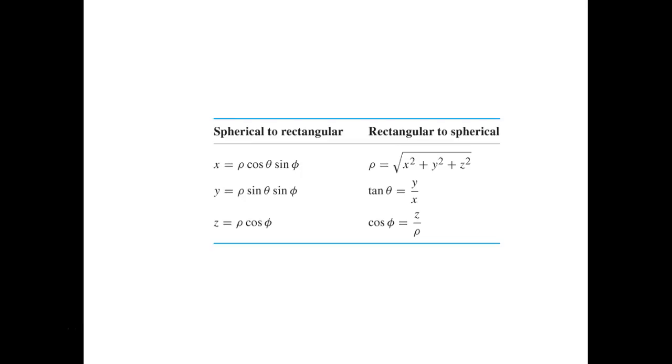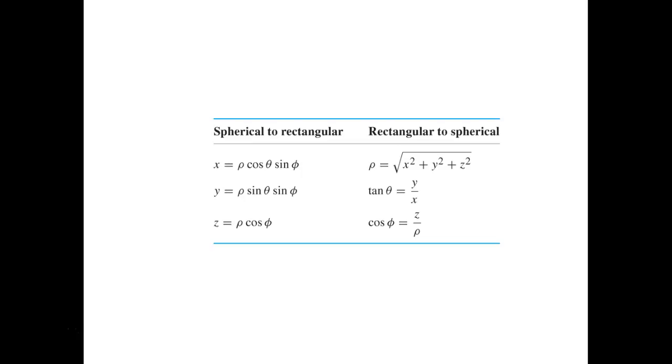Spherical to rectangular. Now, x, remember, is a length. In your spherical coordinate system, rho is your only length, so you have to have a rho in every one of these. The others are angles. So your x is rho times the cosine of theta times the sine of phi. Because if you remember, x was r cosine theta, but your r was rho sine phi. So that's where that comes from.